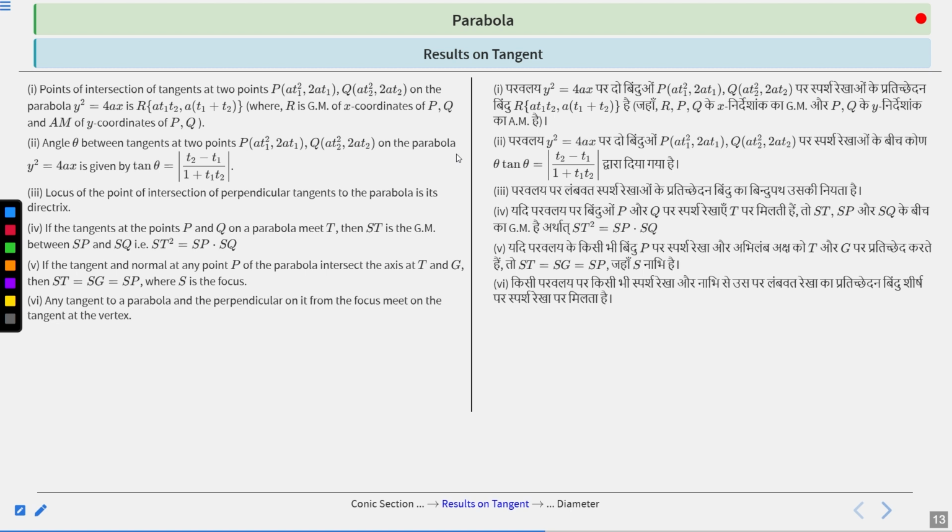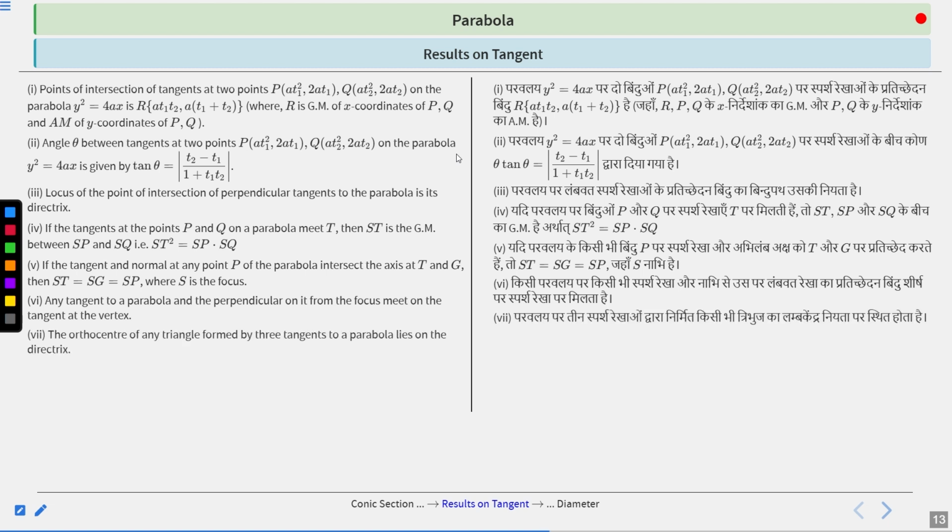Got it? Any tangent to a parabola and the perpendicular on it from the focus meet on the tangent at the vertex. Next, the orthocenter of any triangle formed by three tangents to a parabola lies on the directrix. Got it?